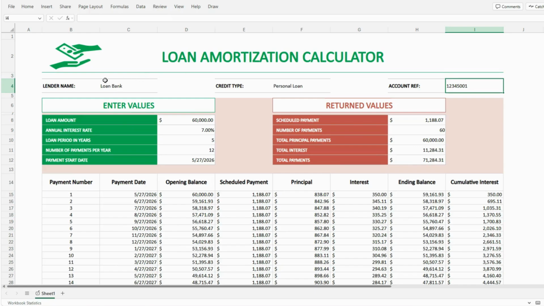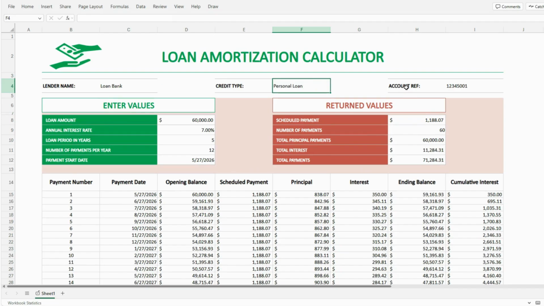It's not difficult. The first part here is the lender name. That's just to identify what loan or credit agreement it is. The lender name is the credit provider who's extending the debt to you. The credit type would be the kind of credit agreement it is. It could be a personal loan, a credit card, an auto loan or vehicle loan, a mortgage, or a student loan.